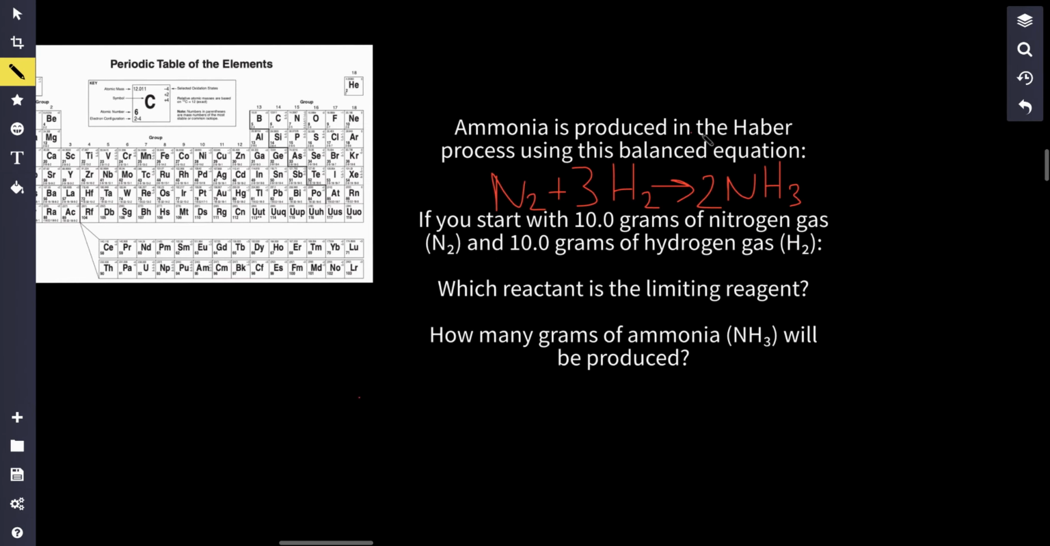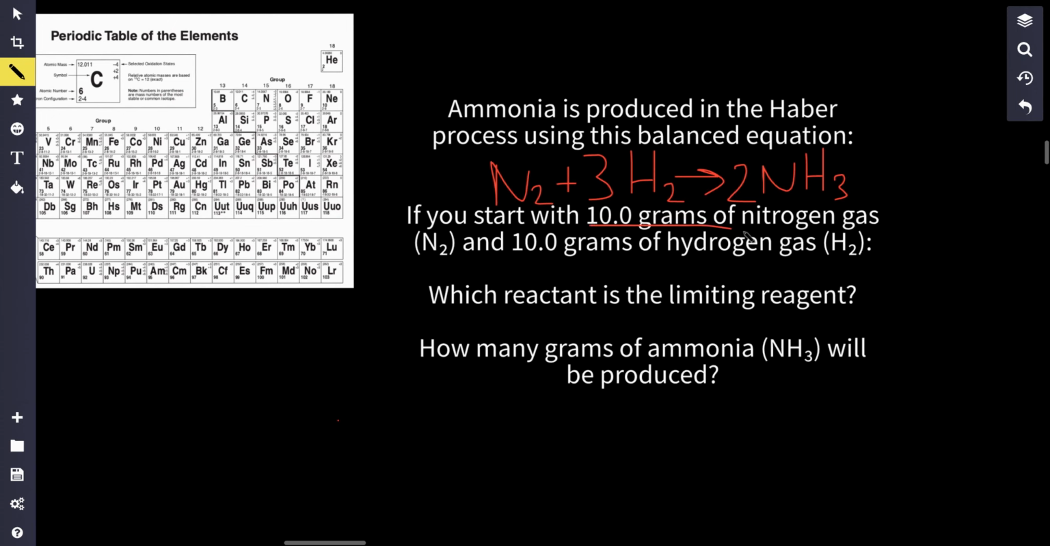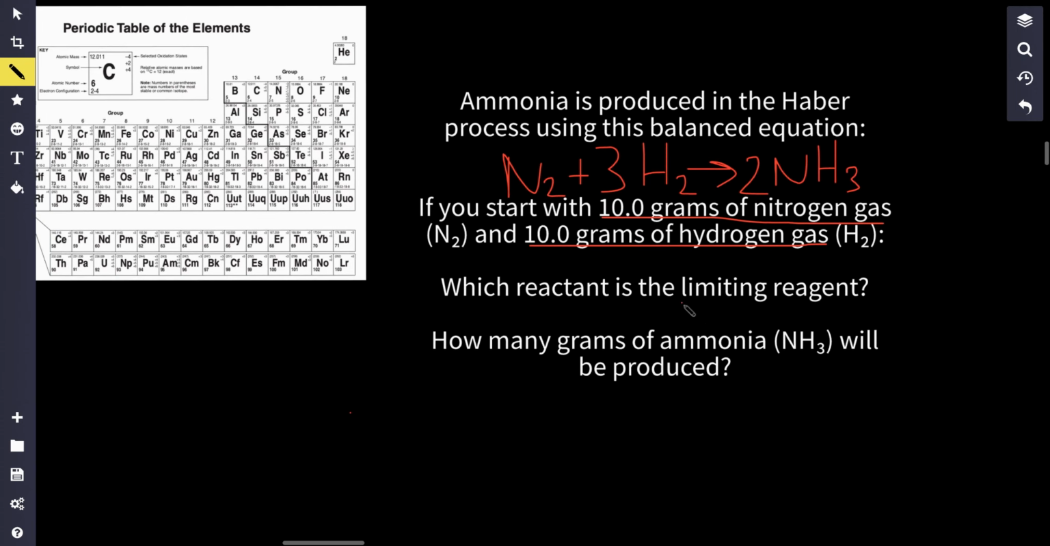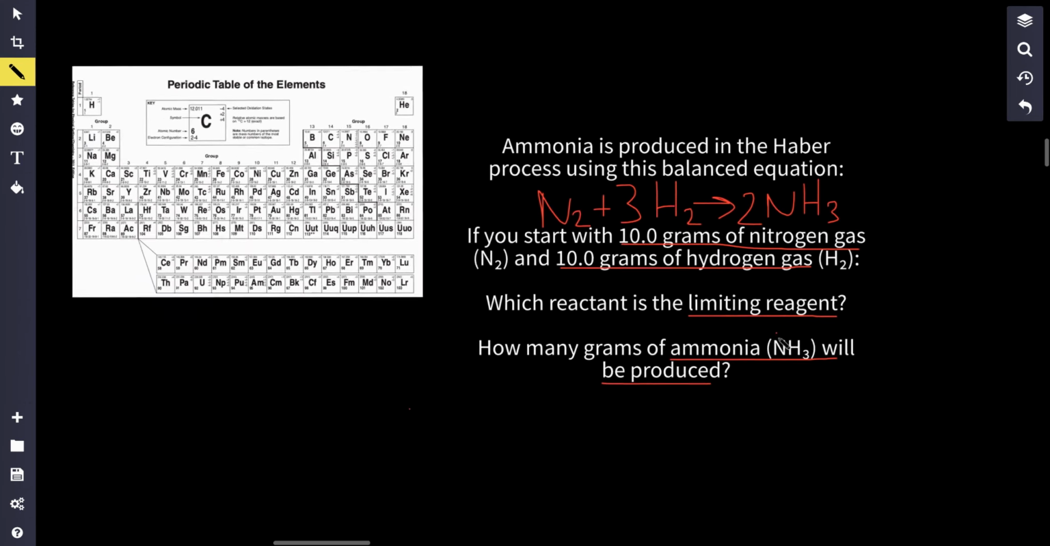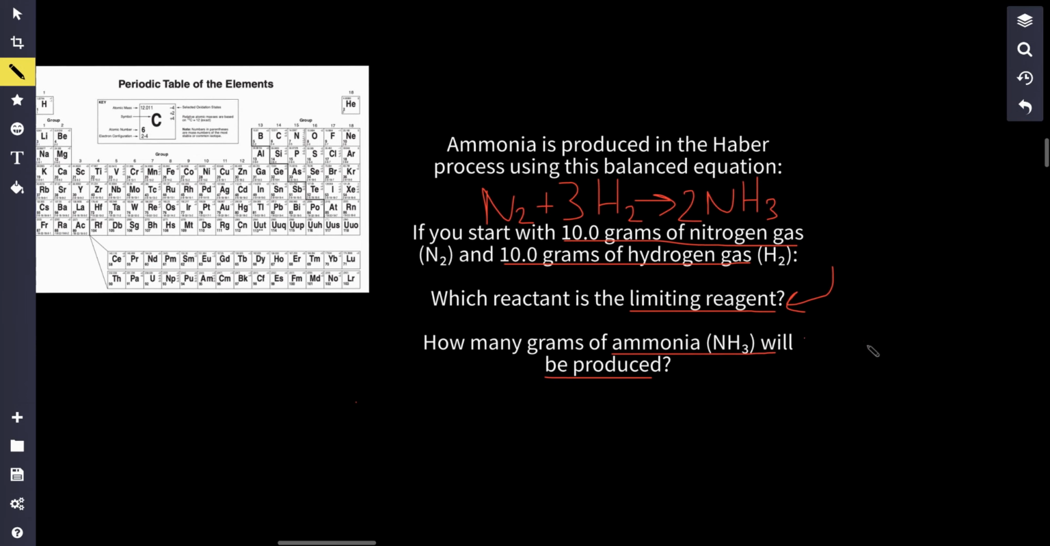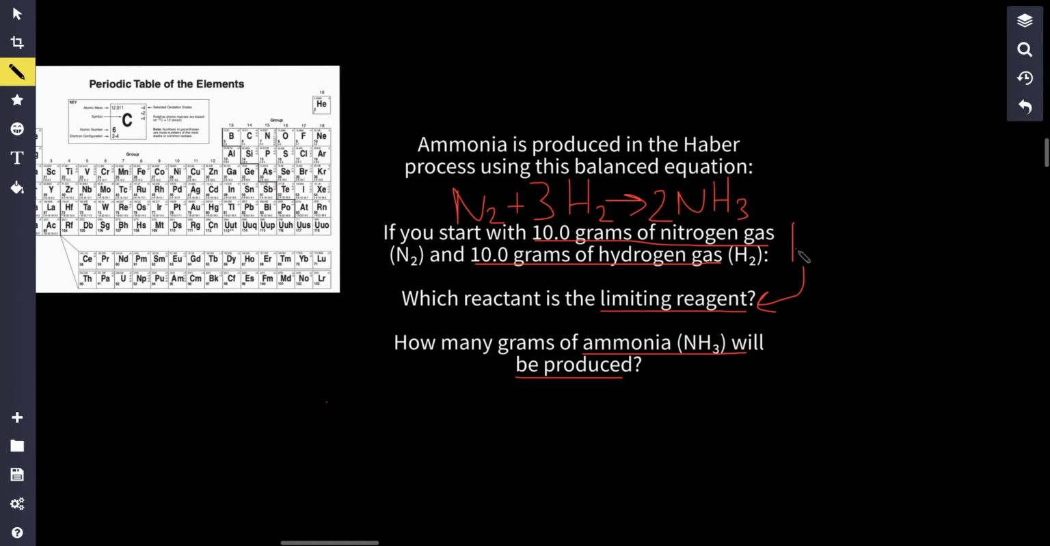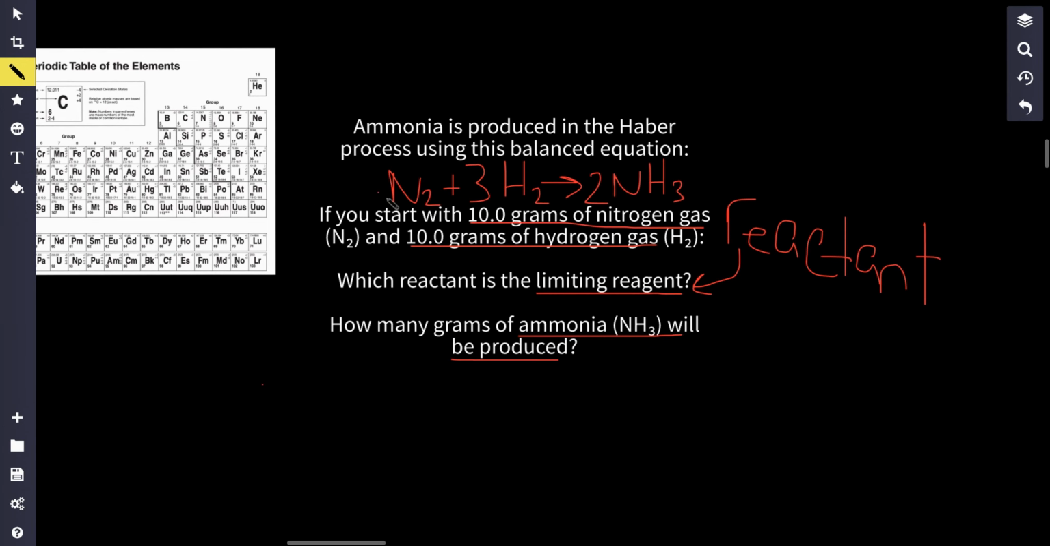Next problem: ammonia is produced by the Haber process. If you start with 10 grams of nitrogen gas and 10 grams of hydrogen gas, which reactant is the limiting reactant? How many grams of ammonia will be produced? So what is a limiting reactant? It's kind of in the name: it's the reactant that limits the amount of product that can be made.